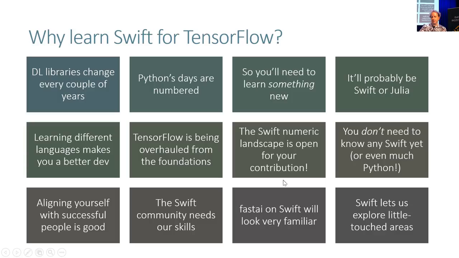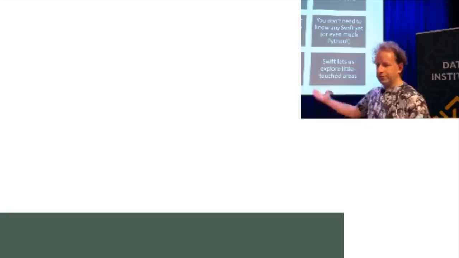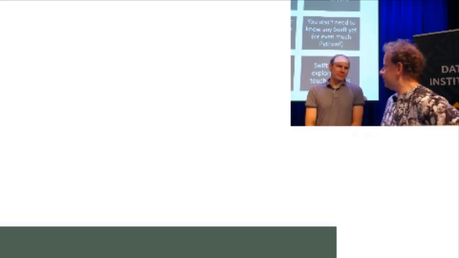The Swift community doesn't have people like us, right? People that understand deep learning. They're just not people who are generally in the Swift community right now, with some exceptions. So we are valued. And you'll be working on stuff that'll look pretty familiar, because we're building something a lot like Fast AI, but hopefully much better. So with that, I have here Chris Lattner, who started the Swift project and is now running Swift for TensorFlow team at Google.